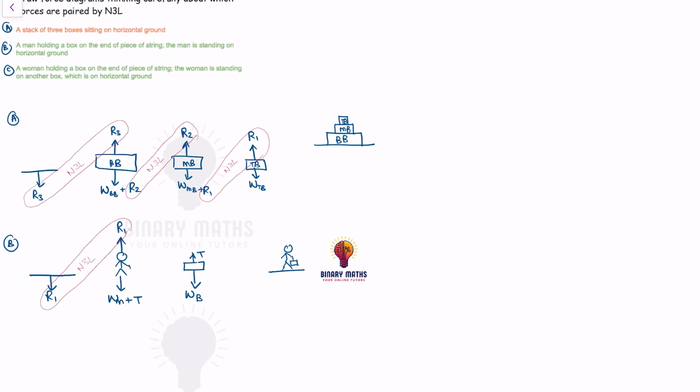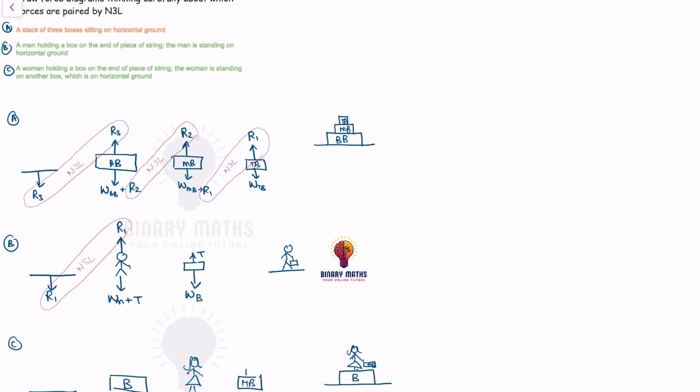Okay, C. A woman holding a box on the end of a string. The woman is standing on another box, which is on horizontal ground. So we've got the woman on the box, holding a hanging box on a string. Okay, so we've got ground, we've got box, we've got woman, and then we've got the hanging box.